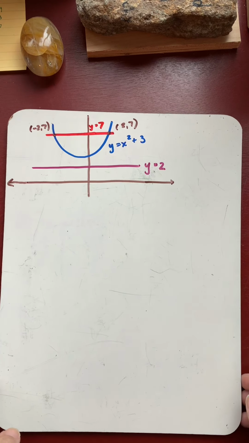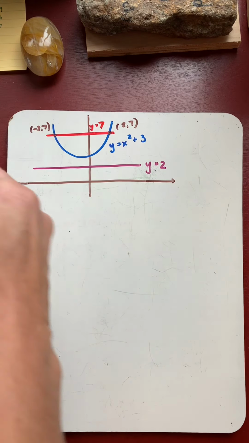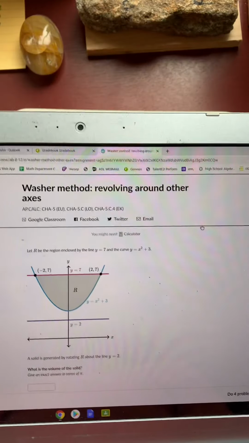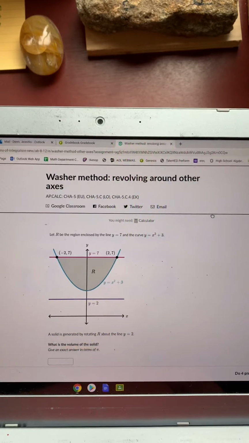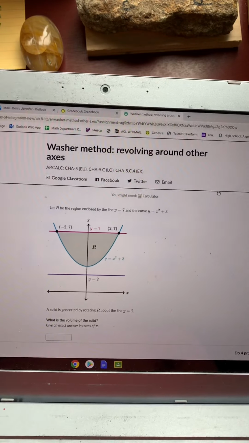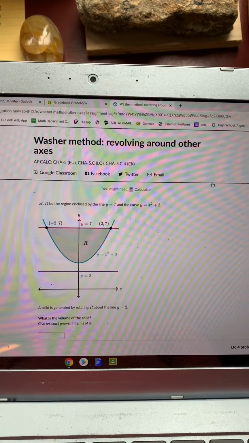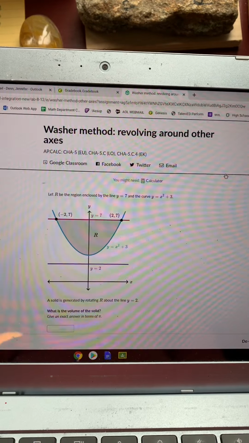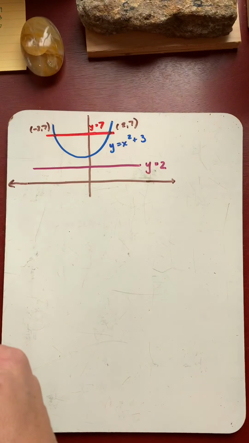Right, here we go. So this is the plan. Take your computer and log on to Khan Academy. I assigned an assignment, washer method, revolving around other axes. I'm now on as you, so we should have the same problems. Fingers double, triple crossed. So get that on your computer and then have a notebook ready to work on the problems. And I'm gonna go over how to do them as we go.